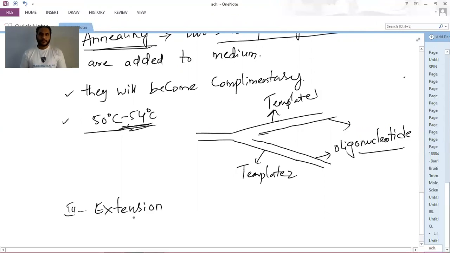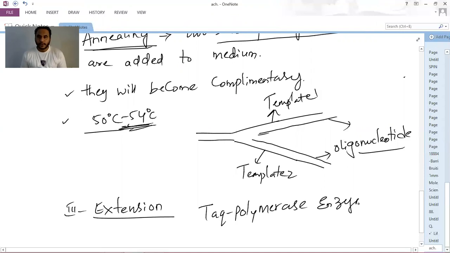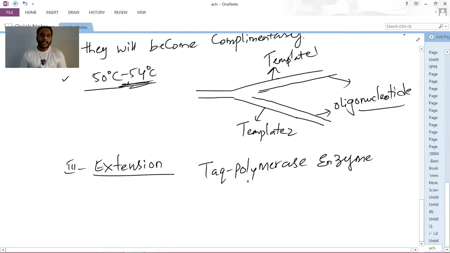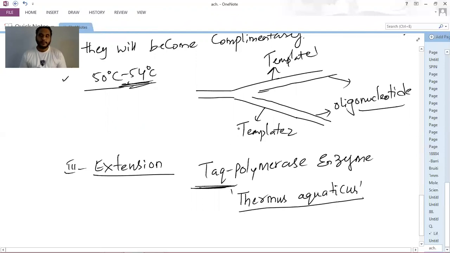Extension step. This extension will include the addition of an enzyme to this medium called Taq polymerase. Why is it called Taq polymerase? T stands for Thermus, and AQ stands for aquaticus. This enzyme is extracted from Thermus aquaticus, so that's why it is called Taq, and it is a polymerase enzyme.